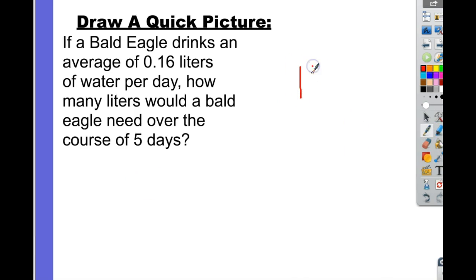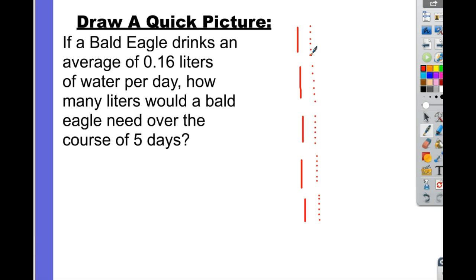1 ten and 6 hundredths. 1, 2, 3, 4, 5, 6. But remember, I need 5 of those, so I'm going to do another one. 1, 2, 3, 4, 5, 6. 1, 2, 3, 4, 5, 6. And 1, 2, 3, 4, 5, 6. And last but not least, I'm going to go back up to the top here. 1, 2, 3, 4, 5, 6.